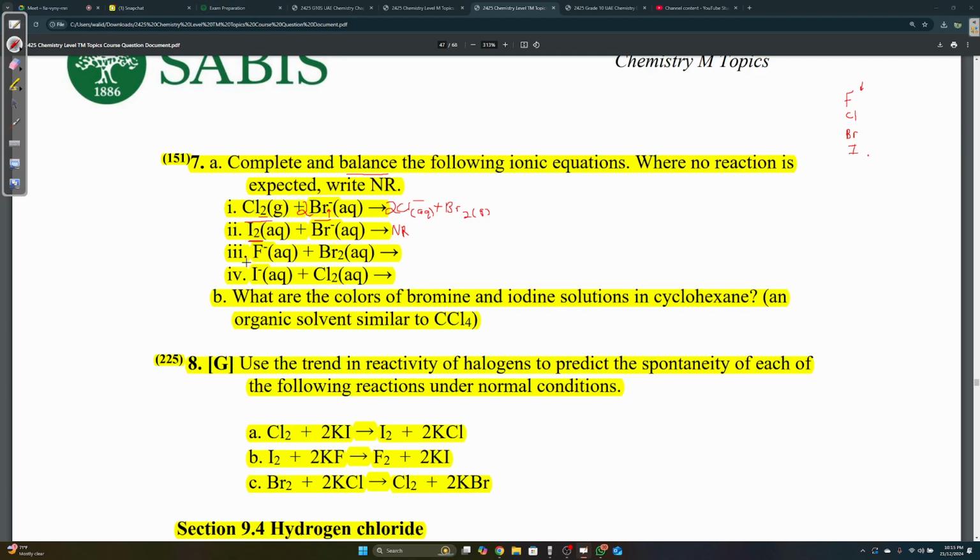F minus Br2. People here, they're going to be like, oh, there's going to be a reaction, because they only look at the first one and the second one. They think, oh, the first one should be more reactive than the second. No. And if you switch the order, it's still the same thing. So this F minus. Remember, we look at the one with 2 as a subscript and see if it is more reactive than F. So here I'm not going to see if F is more reactive than Br.